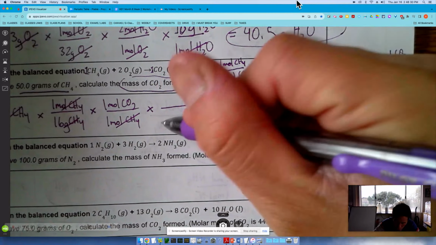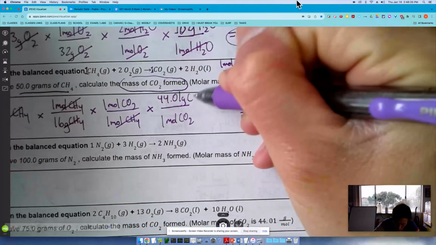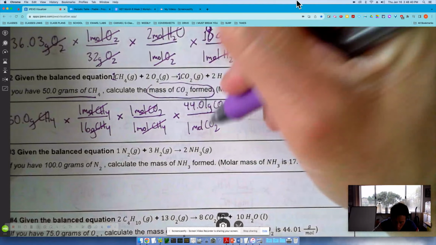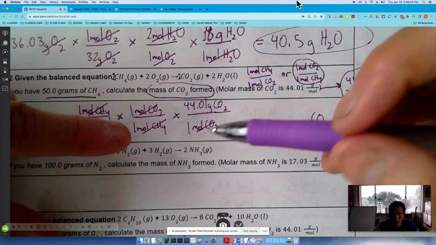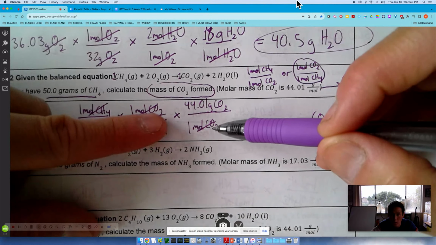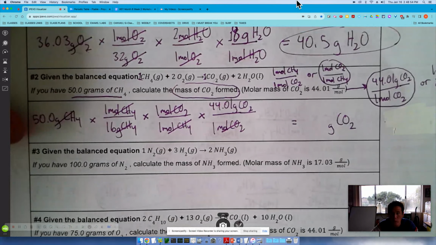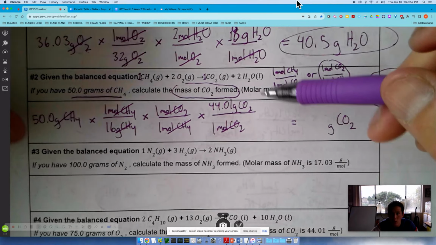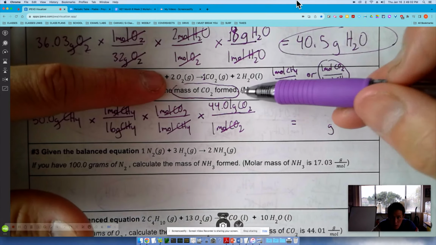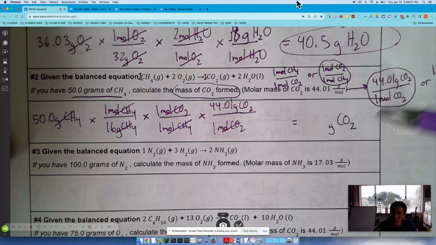Times 1 mole of CO2 on the bottom, and on the top is 44.01 grams of CO2. The units of moles of CO2 will now cancel out because I'm multiplying by a ratio where the moles of CO2 is on the bottom. They have matching units, top and bottom, so they can cancel out. My only unit left is grams of CO2, which is what the question was asking for, the mass of CO2. I set it up to have my final answer in grams of CO2.